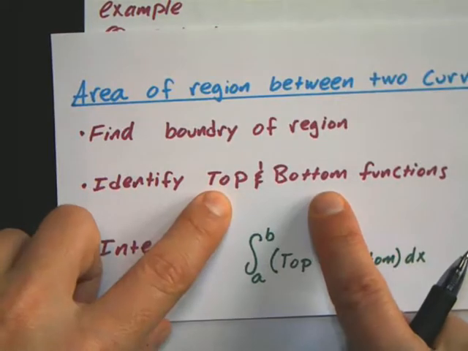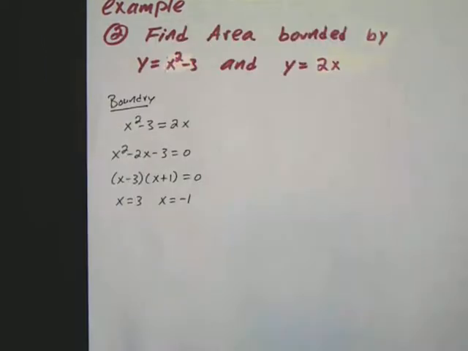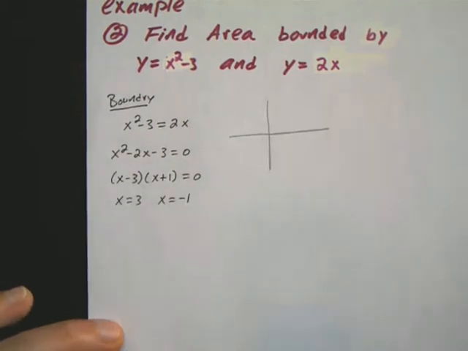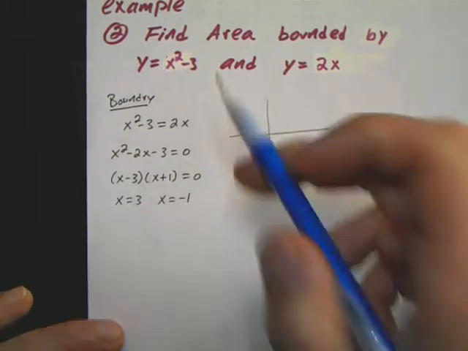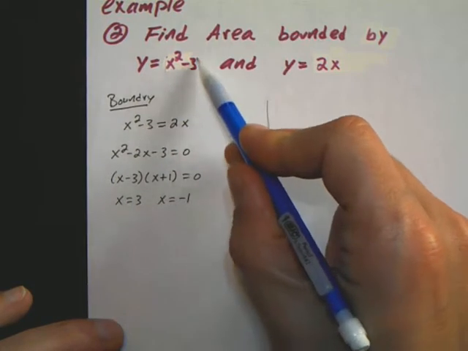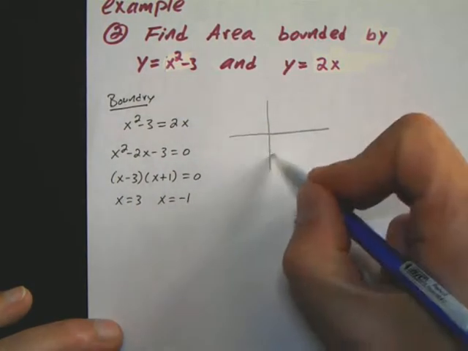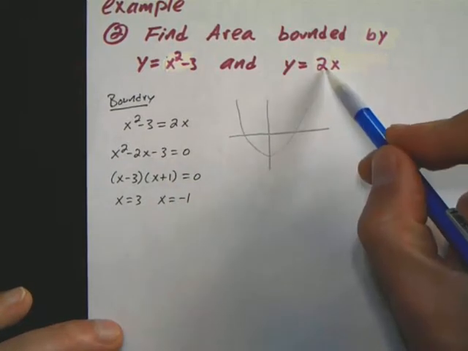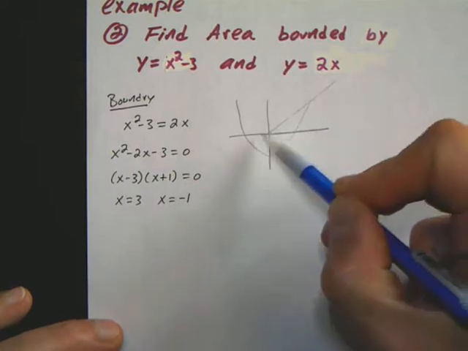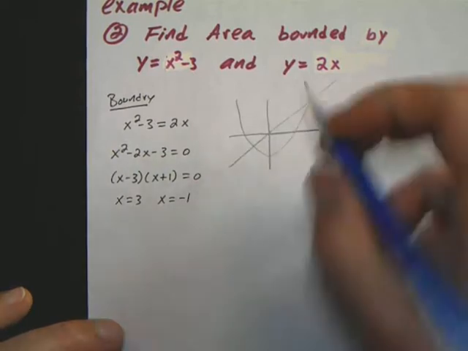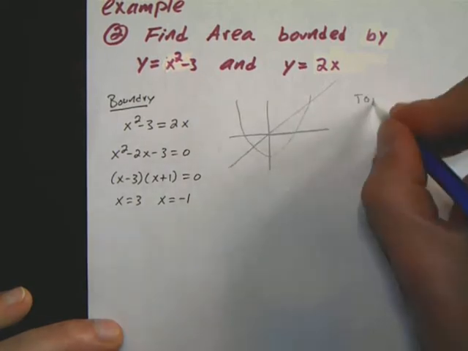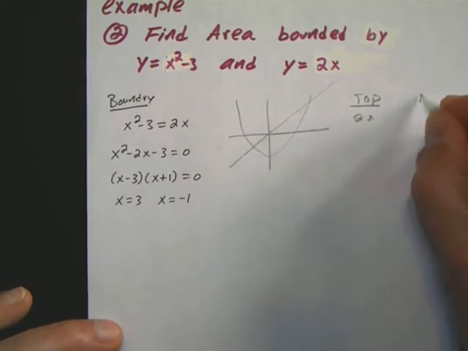Well, using a little bit of my thinking skill, since I'm not given a graph, I can mentally provide a graph. This is going to be a parabola that opens up, and the y-intercept is at negative 3. So I can just kind of draw a parabola that looks like that. And this is going to be a straight line that has a slope of 2x. So it's going to go something like that. Right? And I can see that this straight line is going to be above the parabola. So my top function is going to be 2x, and then the bottom function is going to be x squared minus 3.